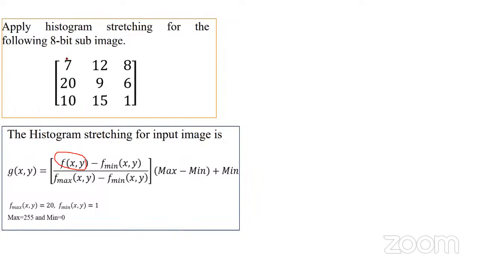Suppose I apply this function for this pixel value, then f of x is 7. If you apply it for this one, f of x is 12. If you apply it for this pixel, 8. But the other values are fixed. Max is fixed at 20, f min is fixed at 1, max 255, min 0. All these other values are fixed. Only f of xy will vary, depending on the intensity value of each pixel.